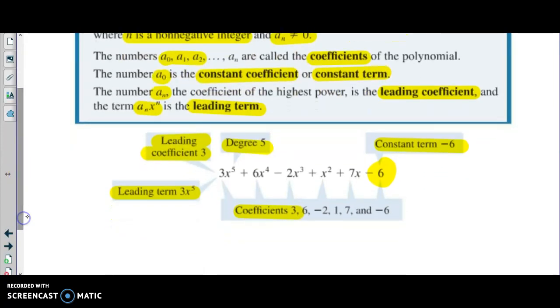So if you look here below, our leading coefficient is the value of 3. Our leading term is 3x to the 5th. That's the very first term we see. And then our leading degree is 5. The coefficients are just the numbers in front of those variables. And then our constant term is at the end, which is -6.